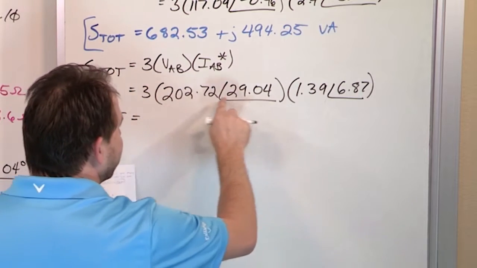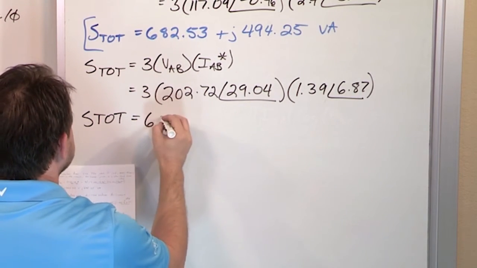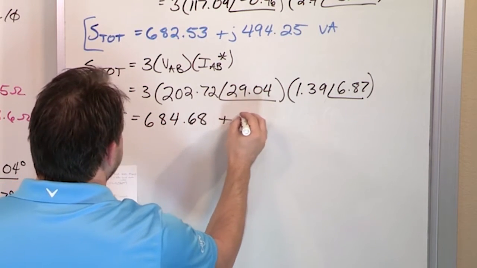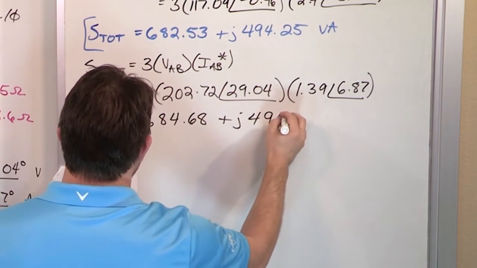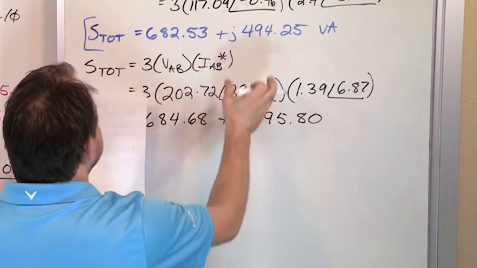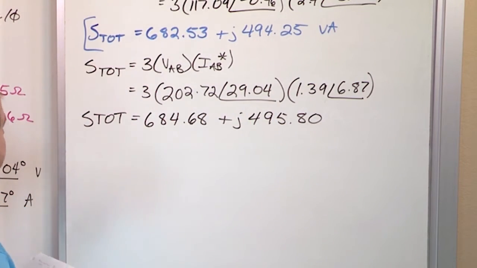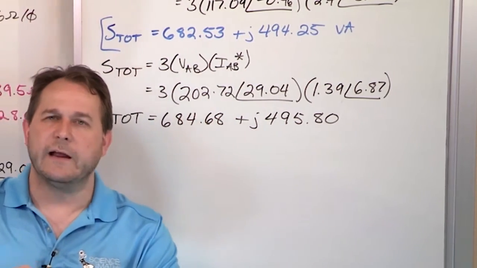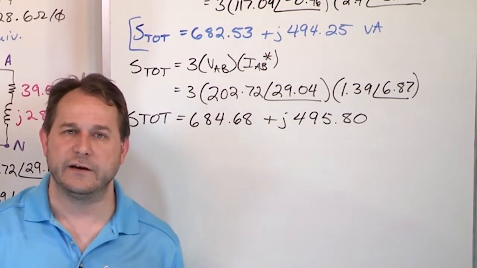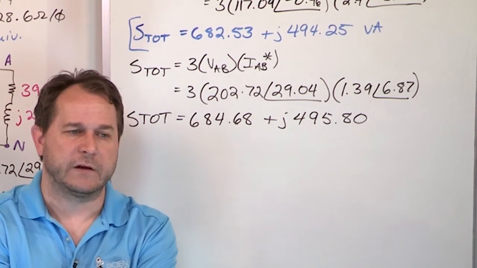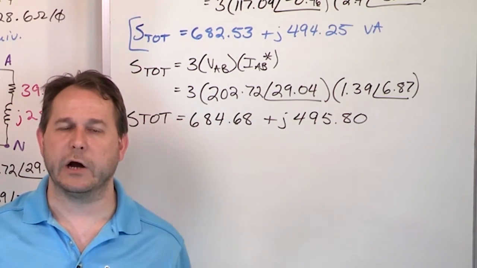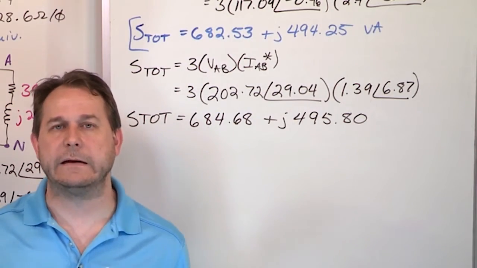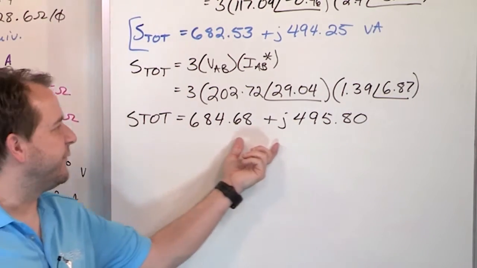All right, so the total, let's do S total like this. What do I get when I actually multiply these numbers? Now here I'm going to be honest with you. What you actually get is 684.68 plus j495.80. And you compare this to this, and you say, well, they're pretty close, but they're not the same thing. And you say, well, maybe I did something wrong. But then you realize you didn't do anything wrong. What you have going on here is a lot of decimal truncation. So any small changes in the decimals when you calculate one versus the other method is going to lead to very small differences in the answer.